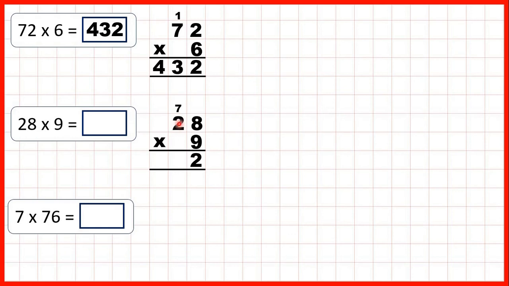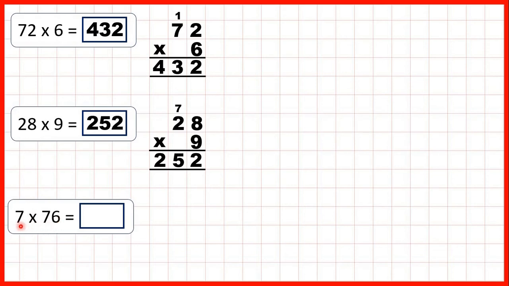So now we need to multiply this 2 that's in our tens by 9. 2 times 9 is 18, but we need to add the 7 that we've written above. So 2 times 9 is 18, and 18 plus 7 is 25. We don't have any more digits to multiply, so we can just write the 25 in our answer, so that's 252.